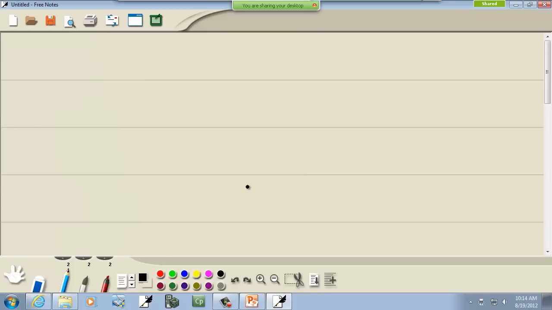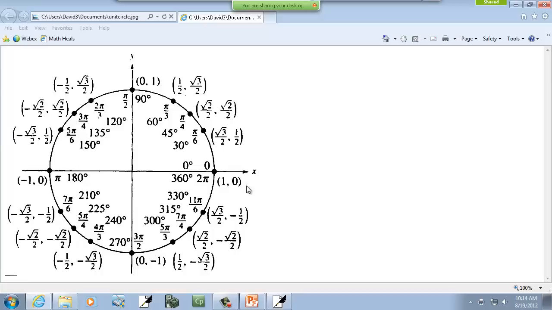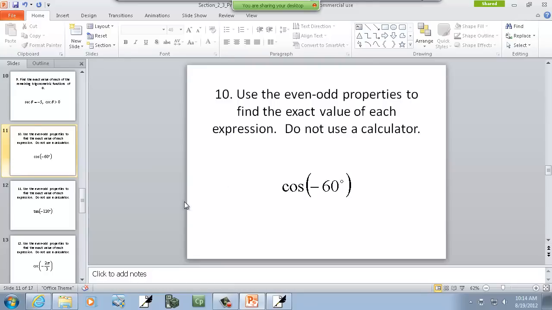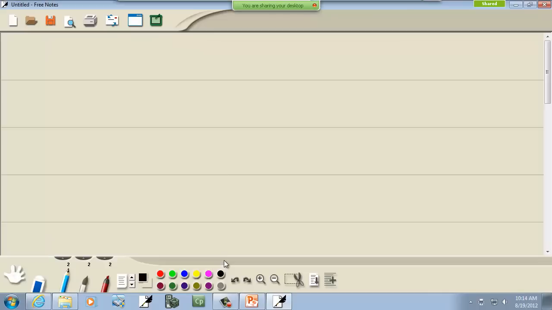Now these next problems revolve around the even and odd properties. They say use the even odd properties to find the exact value of each expression. So let's take a look at the formulas. Then we'll work some problems.